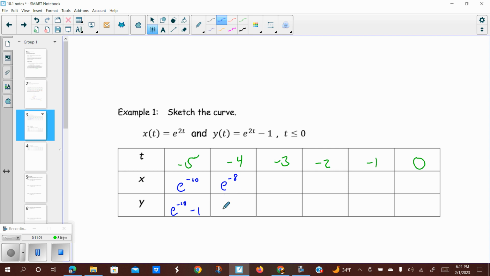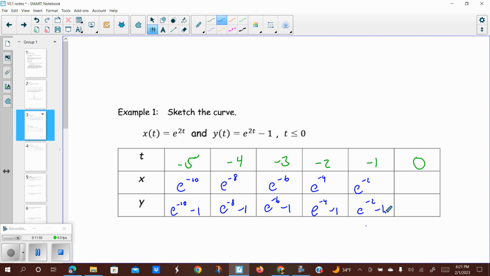And then for y, we're going to get e to the -8 minus 1. Hopefully you can see now why these are not going to be nice to graph. I mean, 1 over e to the 10th, not an easy value to graph. 1 over e to the 8th, again, not an easy value to graph. Plugging in -3, e to the -6, e to the -6 minus 1, e to the -4, e to the -4 minus 1, and then e to the -2 and e to the -2 minus 1.